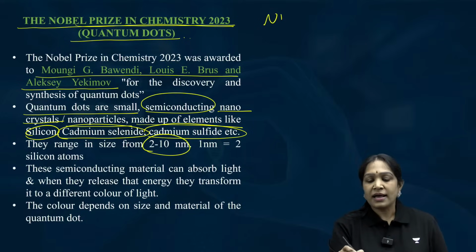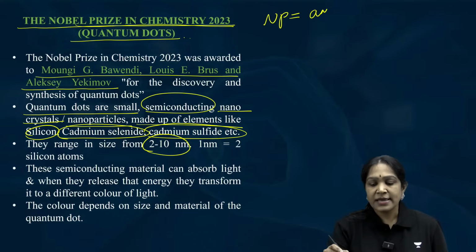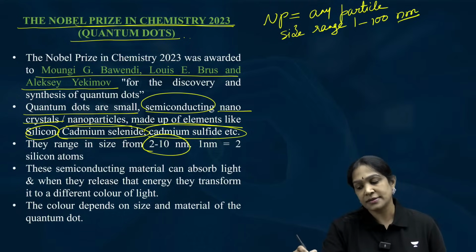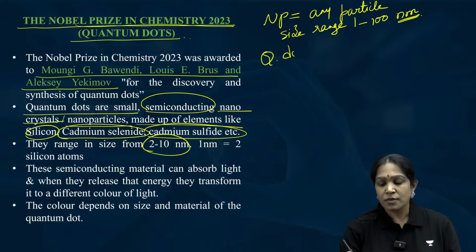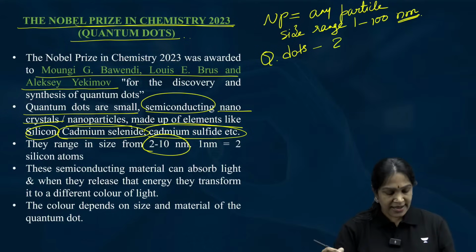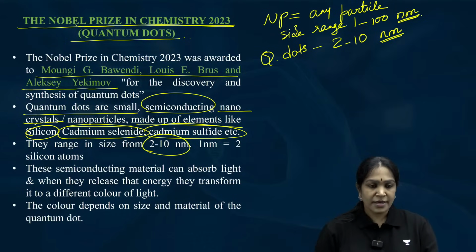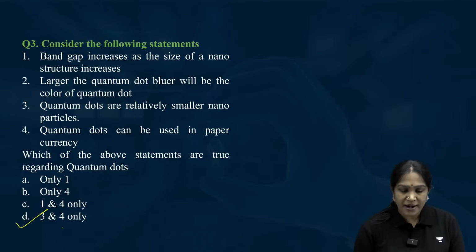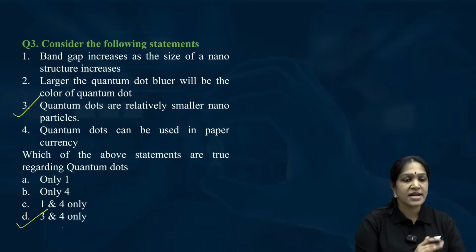Whereas, a nanoparticle is defined as any particle of the size range 1 to 100 nanometers. Then, what are quantum dots? Their size range is 2 to 10 nanometers. So, can I say that quantum dots are very small nanoparticles? So, this statement is correct: quantum dots are relatively smaller nanoparticles. Is the third statement clear for all of you?